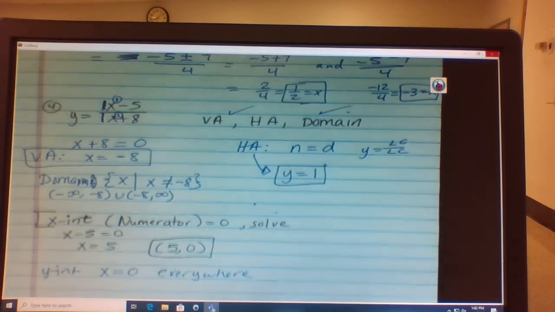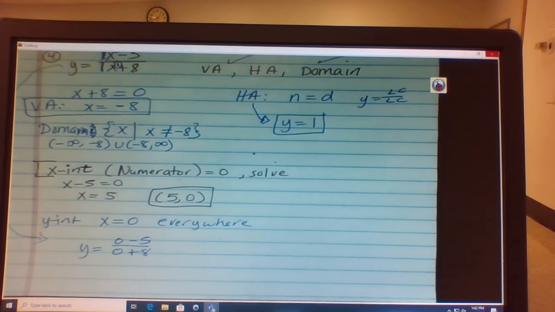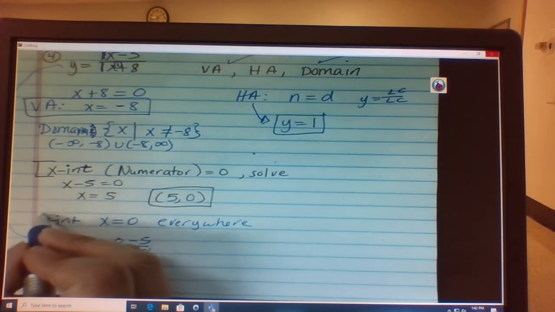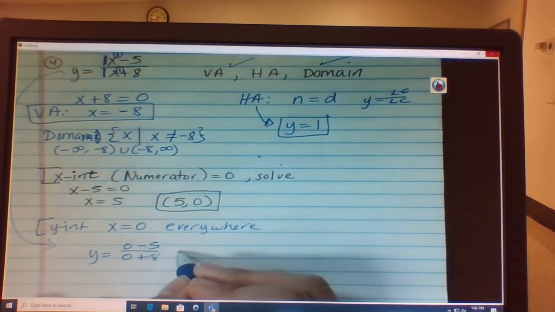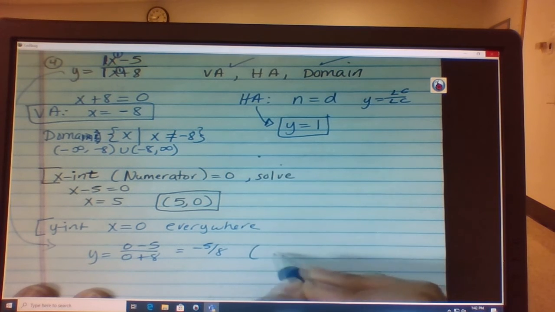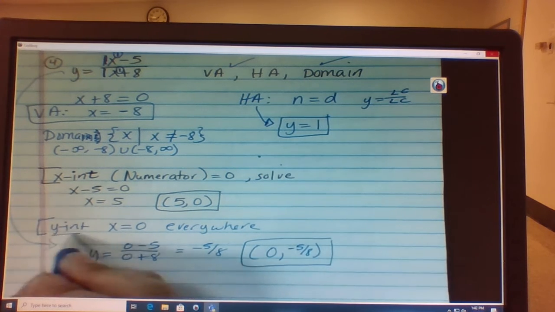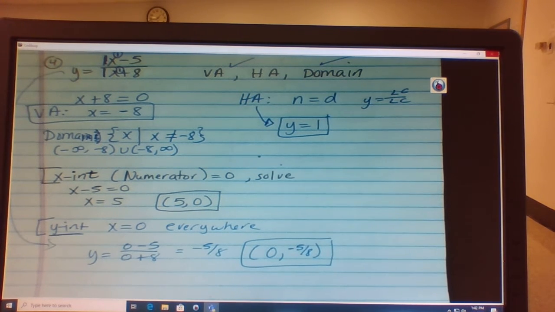Let x be 0 everywhere in the function. So we're coming from here. y equals 0 minus 5 over 0 plus 8. So what's my answer? Negative 5 over 8. So my point is (0, negative 5/8). This here is your y-intercept.